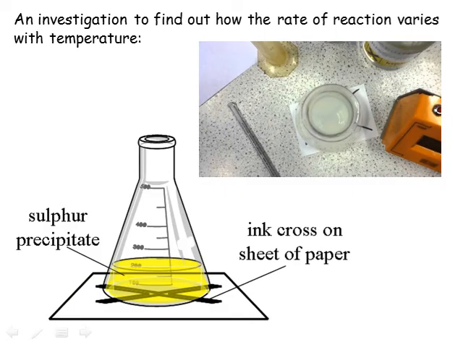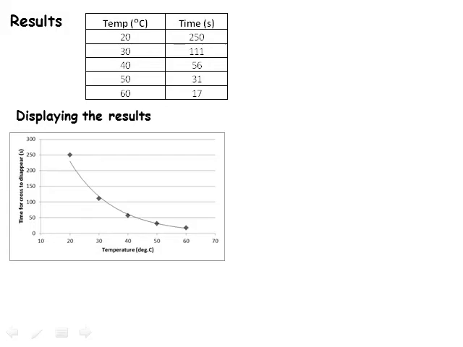We can use the disappearing cross experiment that we described earlier as one possible way to investigate the effect of temperature on rate. We do the experiment at a number of different temperatures and measure the time it takes in each experiment for the cross to become obscured by the precipitate. Here are the results from such an experiment.